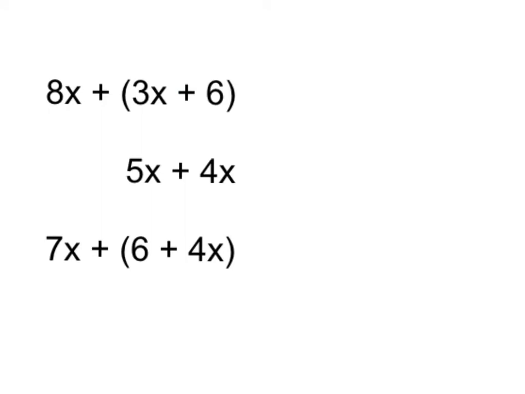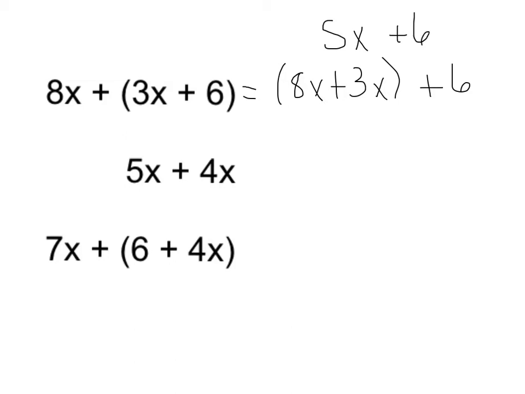Alright, let's try doing some more combining of like terms and using some of those properties we discussed on the previous slide to simplify some expressions. So if we have 8x plus 3x plus 6, we want to put the like things together. So instead of having the 8x by itself, we can change it and have 8x plus 3x together, and then the plus 6 by itself. Then if you simplified that, you would get 11x plus 6.